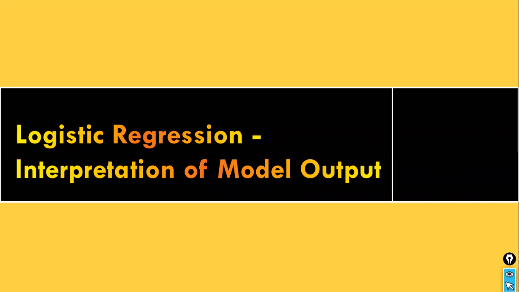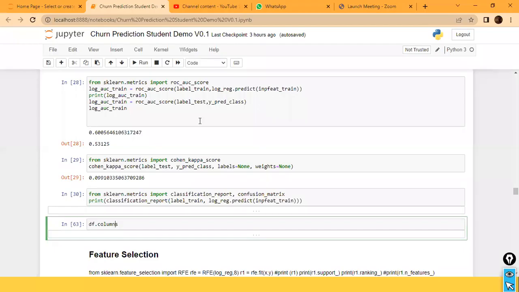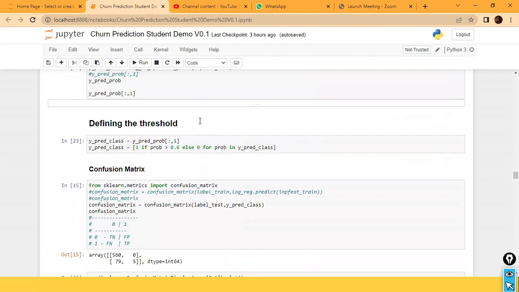So now let us take a look at how to interpret the logistic regression model output. I'll just go back to my churn prediction Jupyter notebook script. So now I use the statsmodels package. Using the statsmodels package, we can get exhaustive information about the logistic regression model summary. Like in R programming language, how we get the summary for the linear regression as well as the logistic regression, somewhat similar to that, we can get it using the statsmodels package.